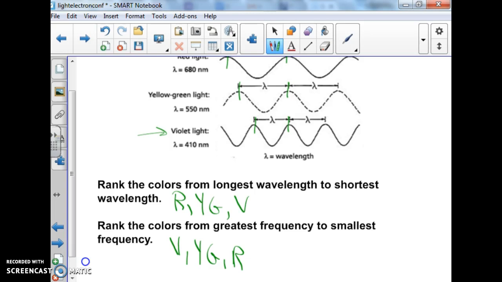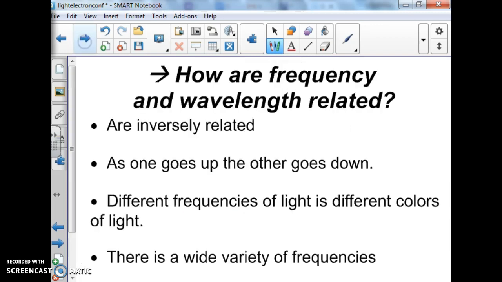What's the inverse of 10? In math class, what's the inverse of 10? Anybody know what the inverse of 10 is? 1 over 10, right? What's the inverse of 1/5? Flip it. 5, right? So that means frequency and wavelength are inversely related. And I believe that's what we're going to write down there.